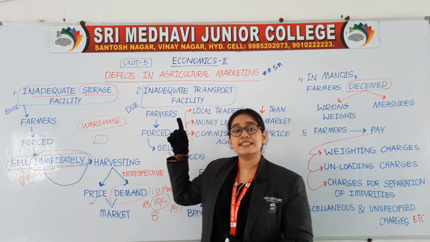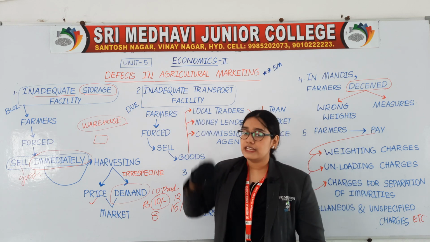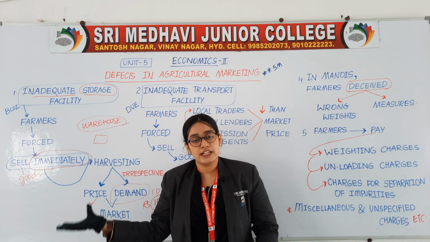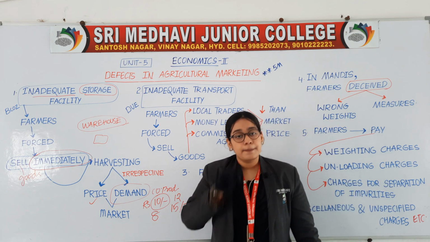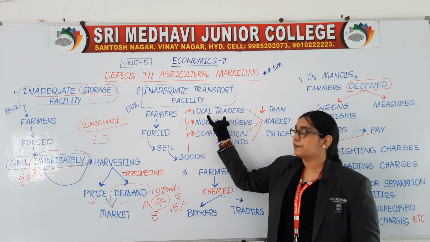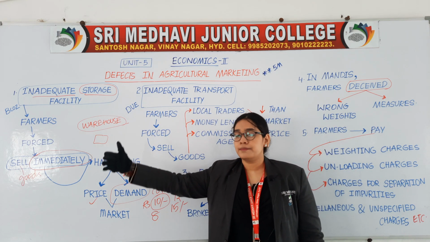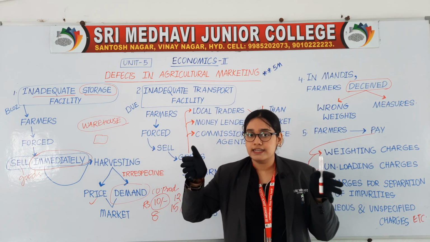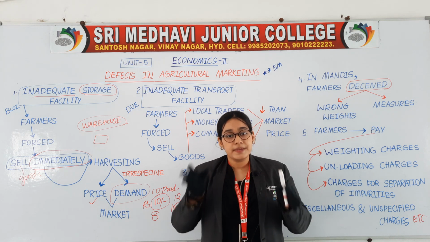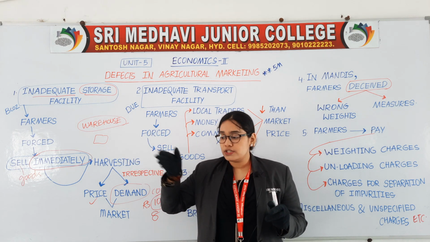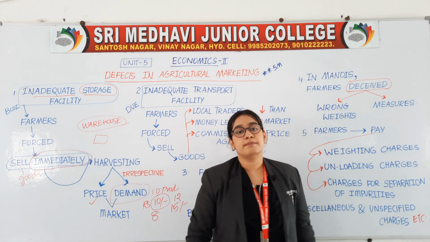But if this facility is not sufficient, not proper or inadequate, can we bring the agricultural products to our markets? No, that is the first defect. Plus, one more important thing is there are local traders and intermediaries between the agricultural land and the market, mediators you can say. So you need to pass by all these persons, then you will reach the market.